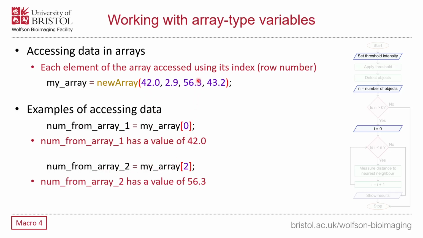Similarly, if I wanted to access this third value, index 2, 56.3, I could put num from array 2 is equal to my array, square brackets 2, and that value there would then be assigned. We can have a play with this in demo macro number 4.